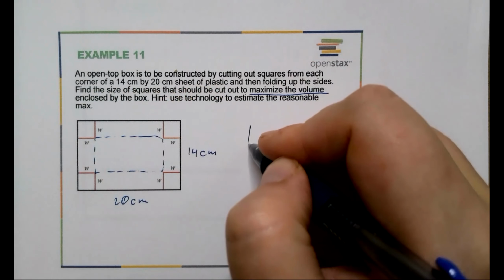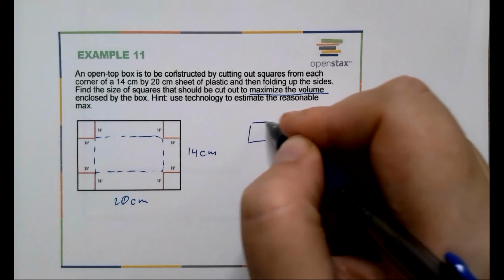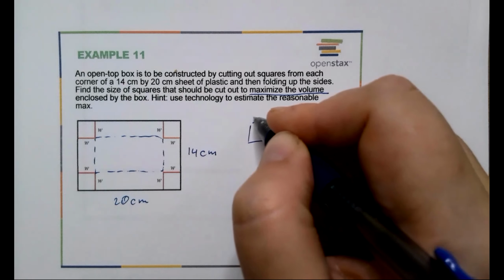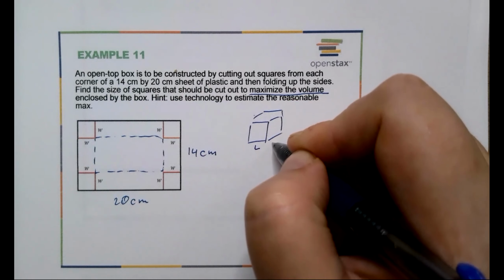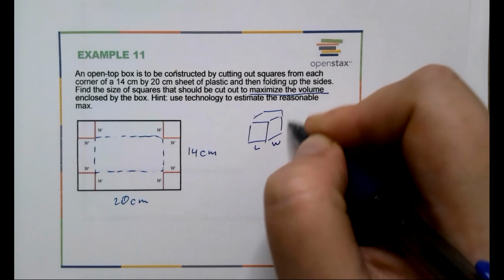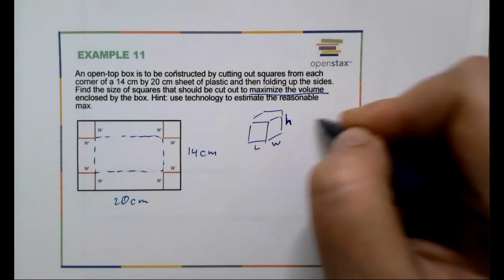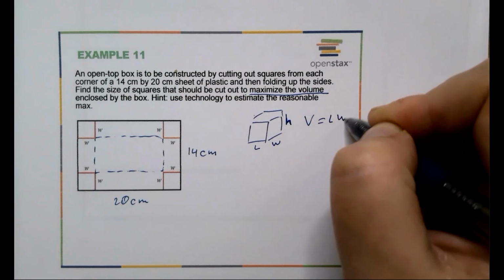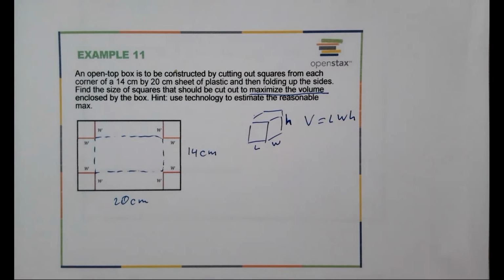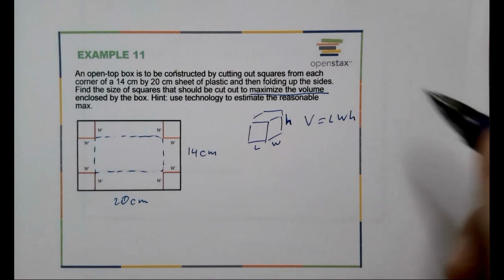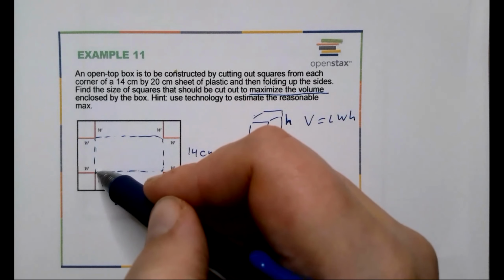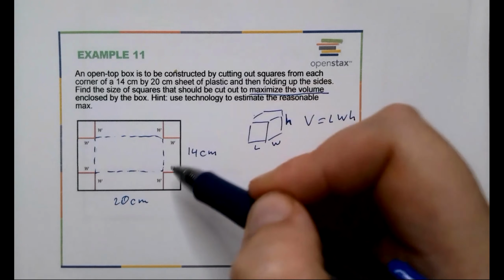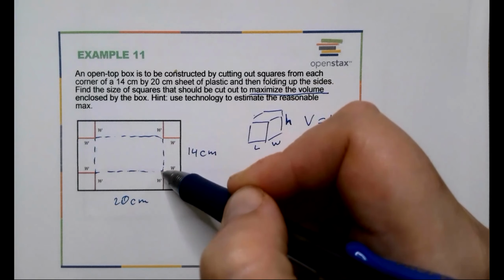The volume is basically your length times width times height. That's the volume, the formula for the volume of the box. So we have to figure out the length, the width, or vice versa, and this would be our height of the box.